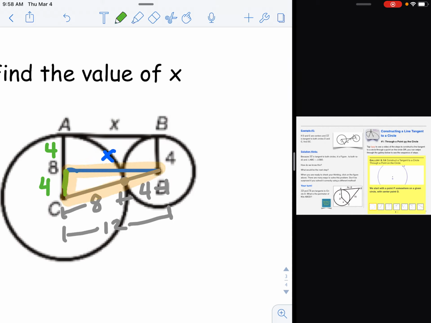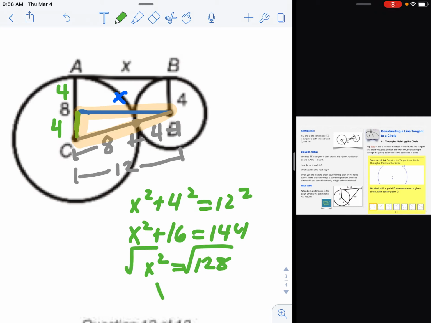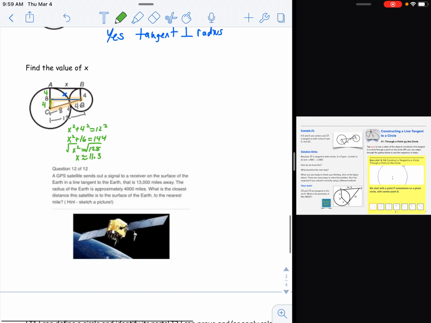So really what we just need to focus on right here is this right triangle. What we're going to do is x squared plus 4 squared equals 12 squared. X squared plus 16 equals 144. 144 minus 16, x squared equals 128. Do the square root of both sides, and x is going to be approximately 11.3.